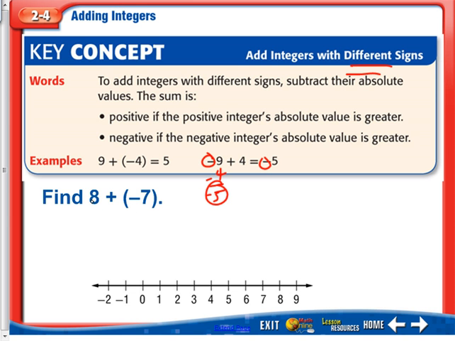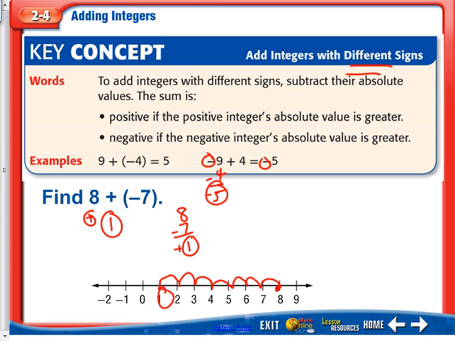Okay, so let's think about this. I have $8 and I owe $7. That means I'm going to have 1 left over. You can show this on the number line. You start here at 8 and then we take away 7: 1, 2, 3, 4, 5, 6, 7. You end at 1. Another thing we can think about here is this is a positive, this is a negative. 8 is bigger, so positive wins, and the difference between 8 and 7 is just 1, and we knew it was going to be positive, so the answer is 1.